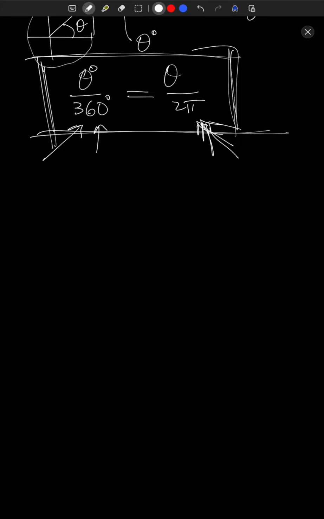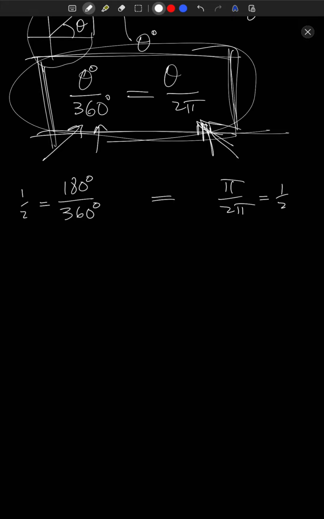All right, again, for another example, if I look at a straight angle, 180 degrees, then 180 degrees over 360 degrees should always be equal to the radian version, which is pi over 2 pi, right? So the left-hand side is 1/2, and the right-hand side is 1/2, right? So indeed, they should always be equal, okay? So this ratio should always hold. And once we have this ratio, we're all set, right?